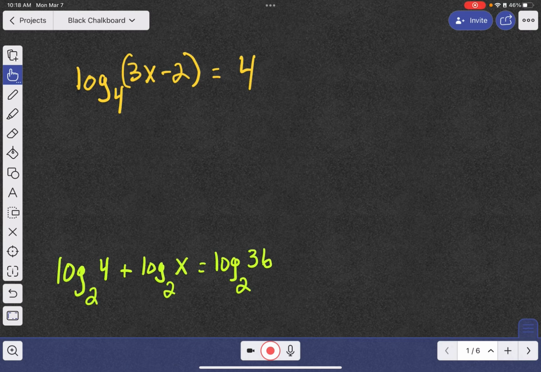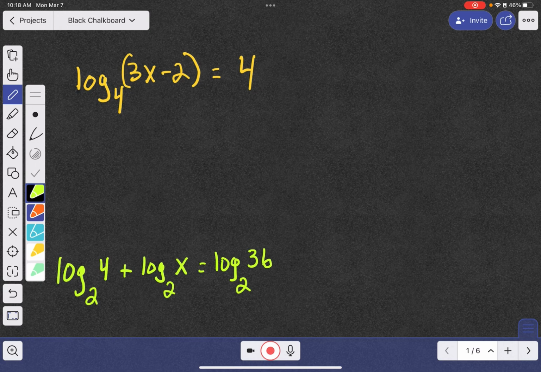All right, let's start out with just a couple review questions from Friday. So we talked about on Friday, the first thing you need to do is make sure that it's written as a single log. And we have that going on for the first one. We've got log base 4 of 3x minus 2 equals 4. So we've got a single log equal to something, and that's what we want. So that was kind of the first step.